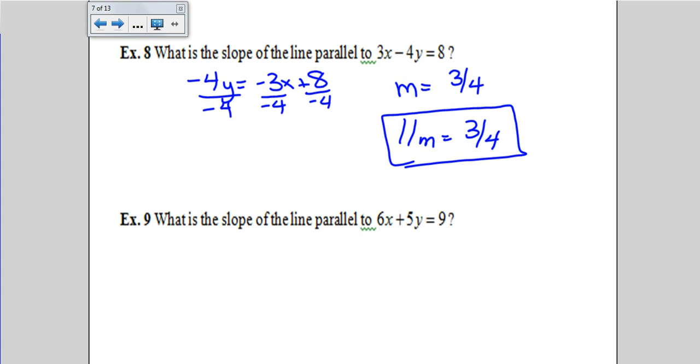Now the next question, it's wrong on my presentation here. Hopefully I fixed it on your paper already. I actually want you to find the slope that is perpendicular to this, not parallel, because that's boring to find another parallel one. So again, we got to get it in the right form first.